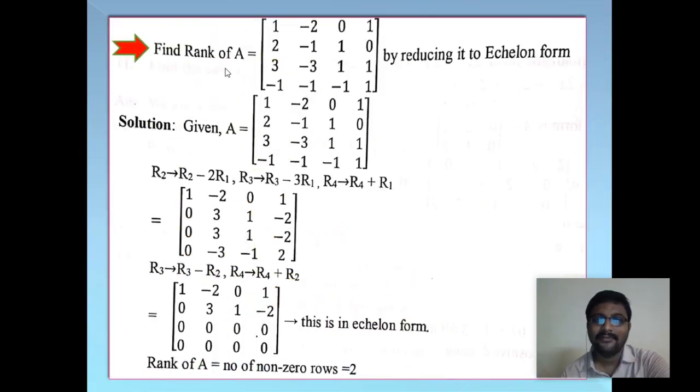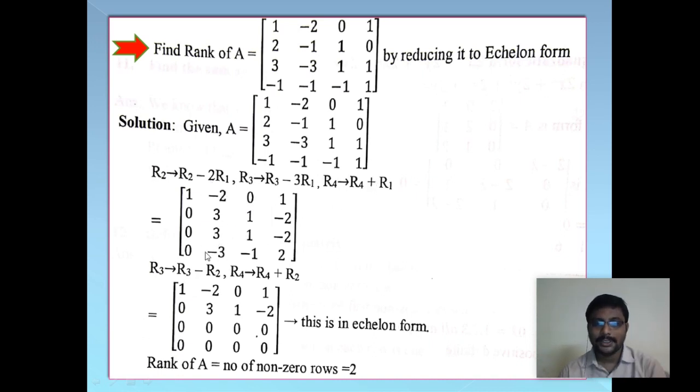Another example: find the rank of the given matrix by reducing it into echelon form. In the given matrix, the first non-zero entry is clearly 1. Now applying these operations to get zeros here: R2 goes to R2 minus 2R1, R3 goes to R3 minus 3R1, R4 goes to R4 plus R1. Clearly we will have a minus here. If we add the first row, we get the entry as 0. So using these operations, clearly we have the result.